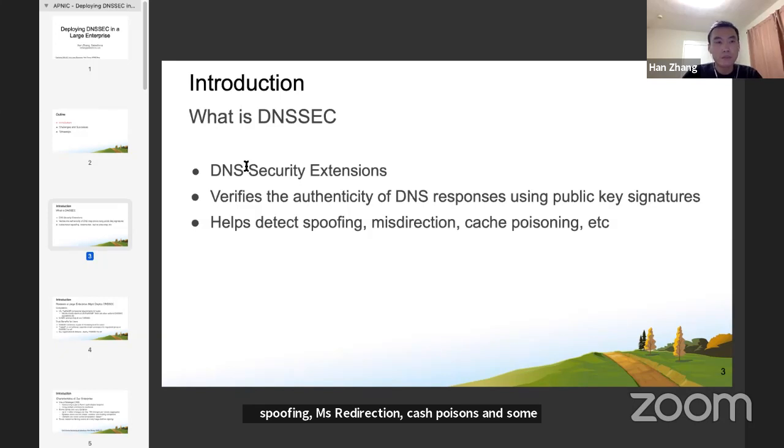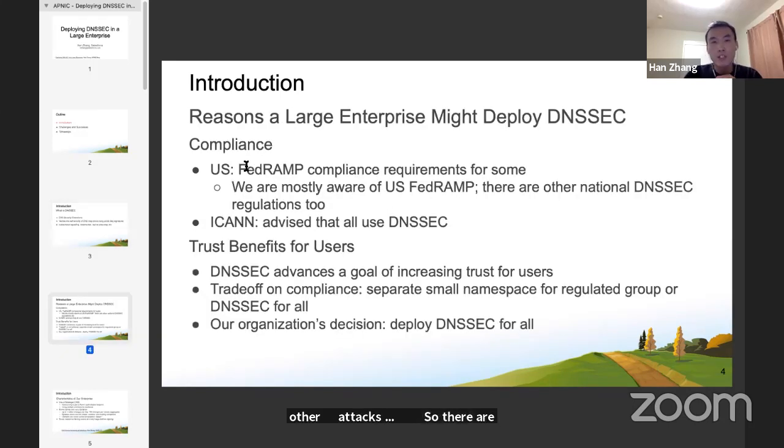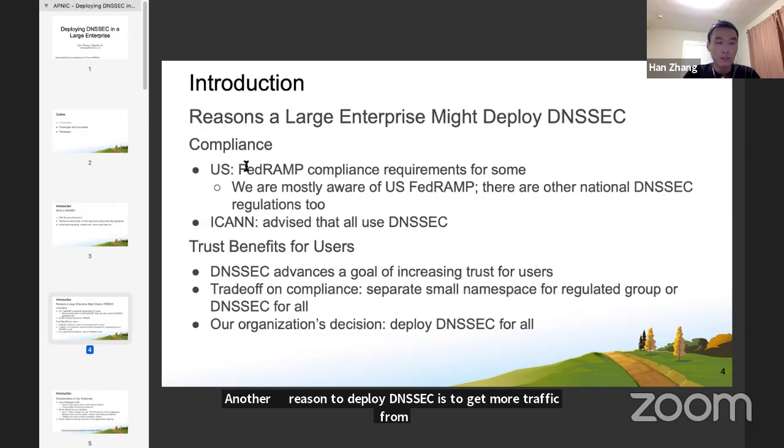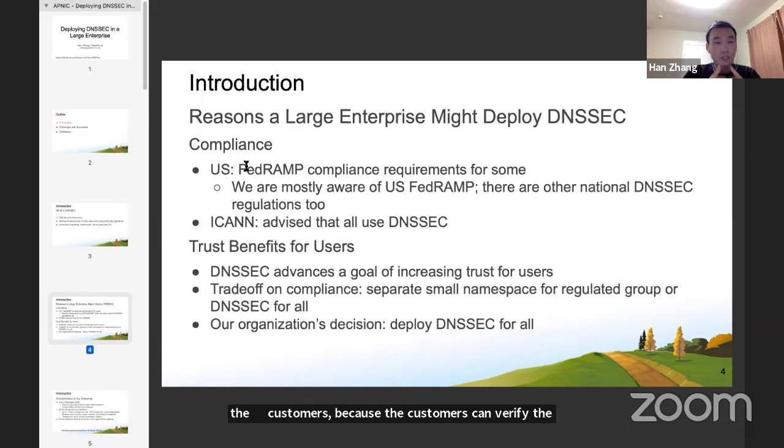So there are some reasons why a large enterprise wants to deploy DNSSEC. The first reason is compliance. For example, in the US, we have FedRAMP compliance, which requires DNSSEC. And I believe there are some other regulations in other countries. And actually, ICANN also advised that we should deploy DNSSEC. Another reason to deploy DNSSEC is to get more trust from the customers, because the customers can verify the returned DNS responses are authenticated.